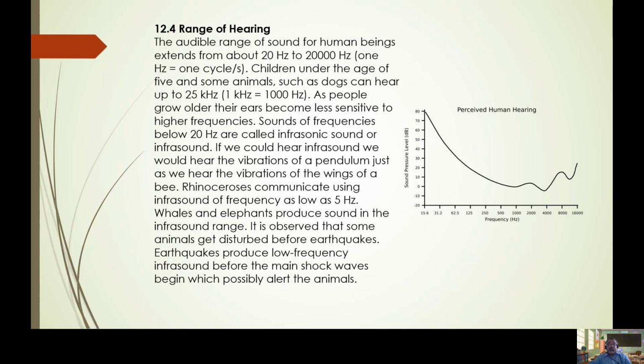It is observed that some animals get disturbed before earthquakes, so they get a very early warning of the very low or very high frequencies. Earthquakes produce low frequency infrasound before the main shock wave begins, which possibly alerts the animals. You see in the night when dogs are barking, they are able to hear some sounds of this range, which we humans cannot hear.